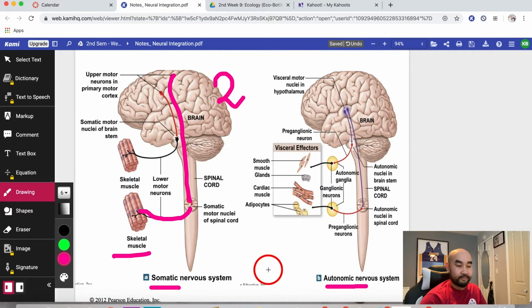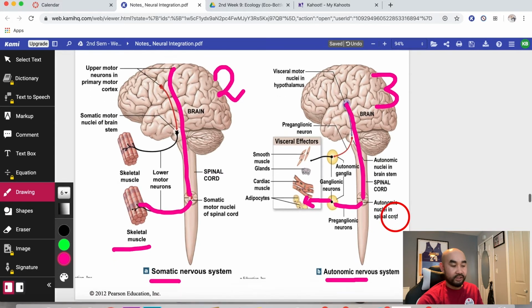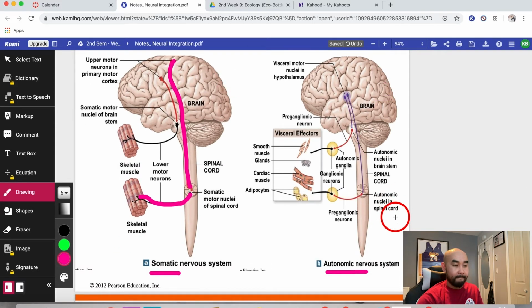Only 2 neurons. But autonomic, on the other hand, has 3. That's the difference. You have one come from the brain, connect to the spine. The spine then will make another connection to the 3rd neuron. And this neuron will connect to either your fat cell, right? Adipocyte, fat cell, remember? Those are connective tissue. Your heart muscle, cardiac muscle, glands, smooth muscle, which is your organs. So you have three connections. That's the difference between somatic and autonomic connection. So yes, make sure you remember this, okay?